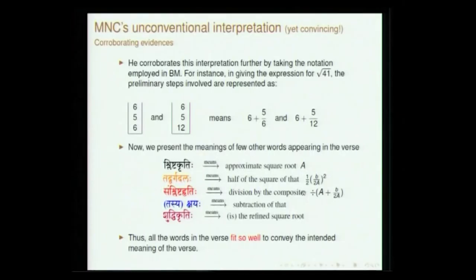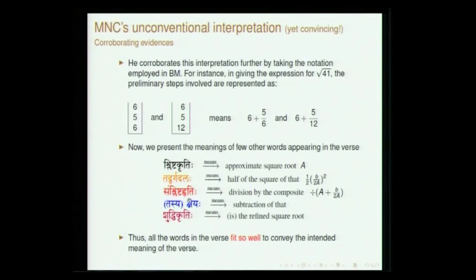Then we had Akrite Slishta Krityunath, Sheshachedo Dvisangunaha. The second half of the verse starts with Tadvargadala. Tat refers to the previous quantity. What was obtained is B by 2A. Tadvarga refers to the square, Dala is half of it. So Tadvargadala refers to half of B by 2A, the whole square.